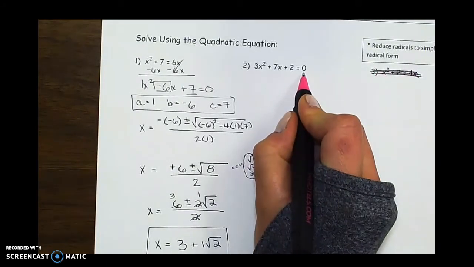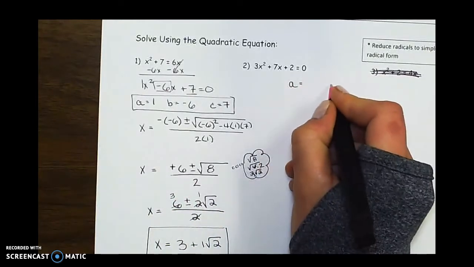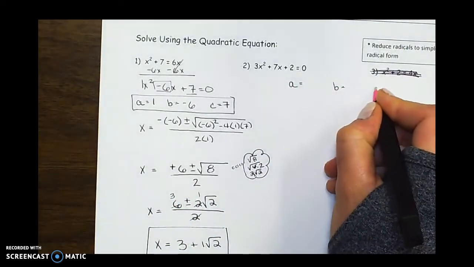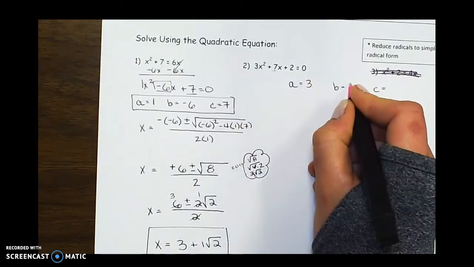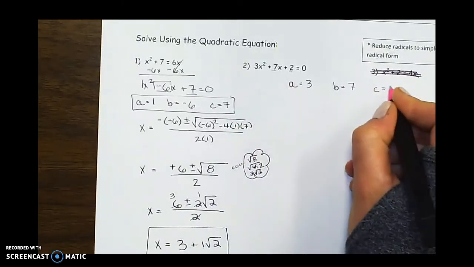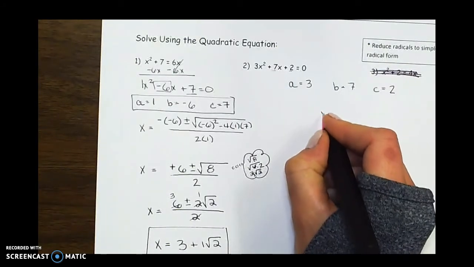Now if we take a look here, it's already equal to 0, so that means I can find my a, my b, and my c rather easily. So a, b, and c. Let's fill it in. So 3 would be my a, 7 would be my b, and 2 will be my c. So now we're going to plug it into our equation.